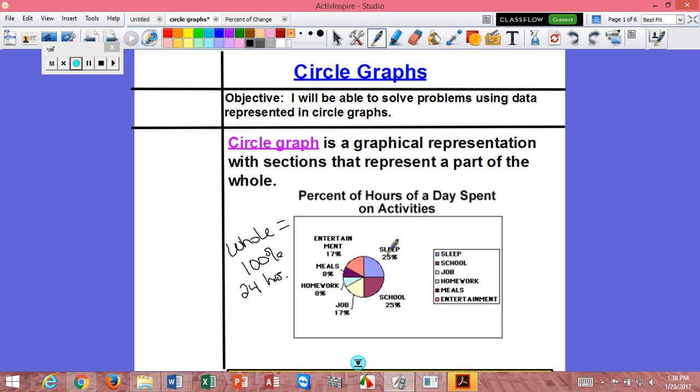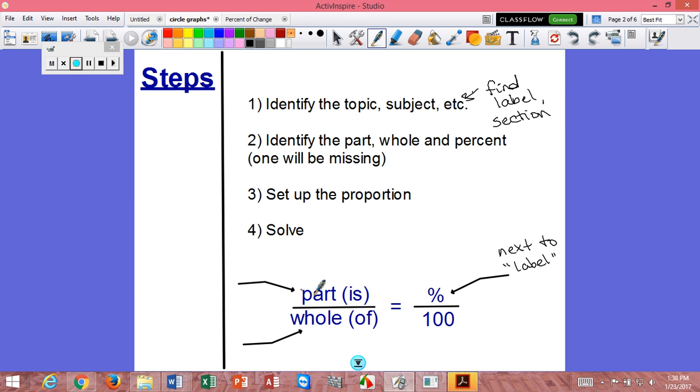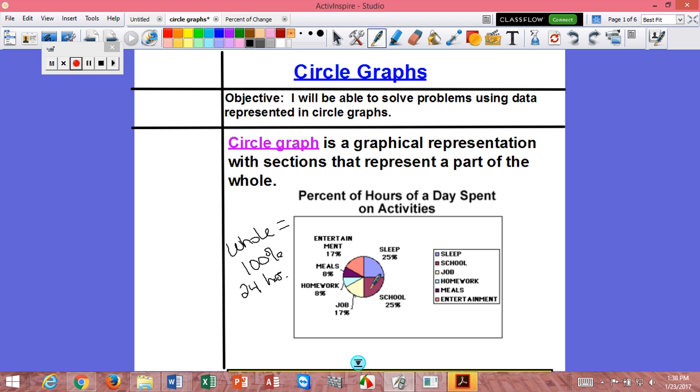Now, whatever label you have, we know sleep is just this part of the circle graph. So whatever the part is, that's just the label of the specific section that you are focusing on. And then the whole, remember that's the same as 100% of something, so the whole is going to be the total amount. So back in this example, since there are 24 hours in one whole day, 24 would be the whole.